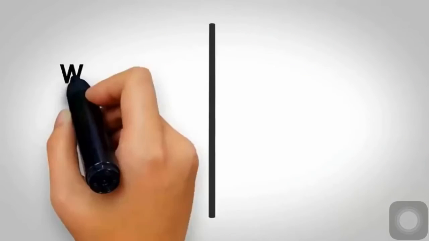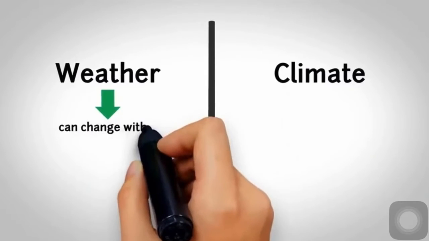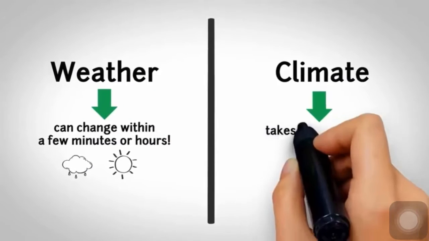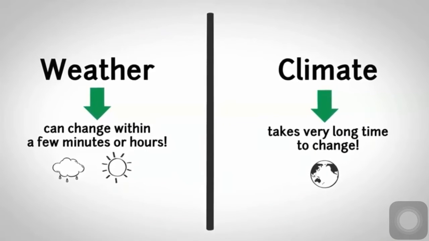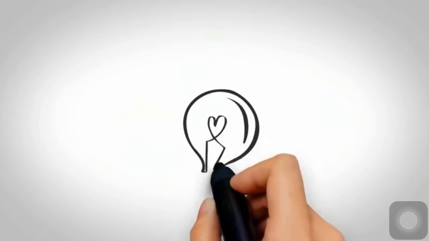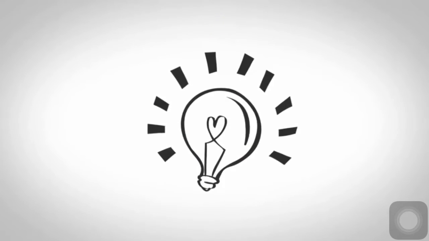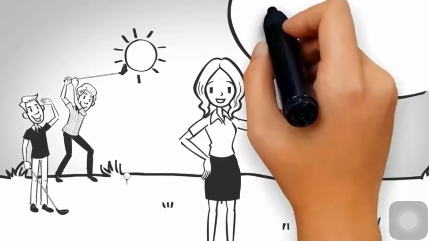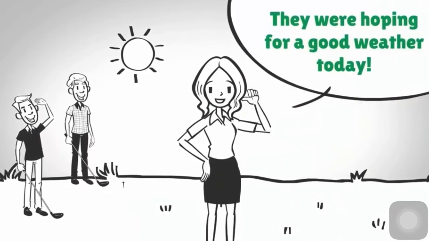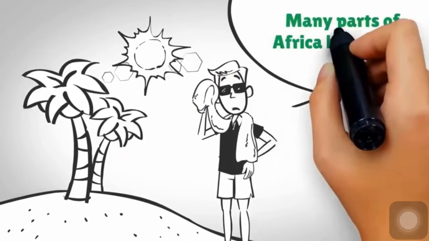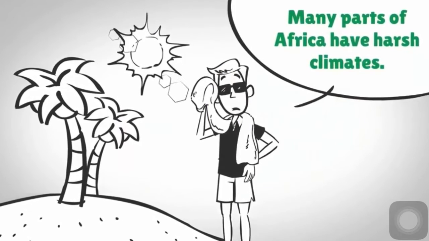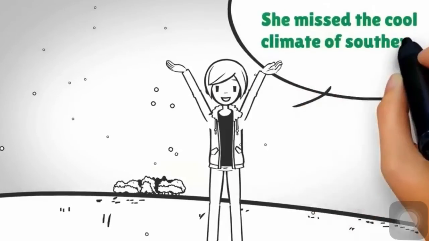Here are the key differences. Weather can change within a few minutes or hours, while climate takes hundreds, thousands, or even millions of years to change. In other words, climate lasts all the time, and weather only a few days or even a few minutes. Examples for weather include, they were hoping for good weather today. I got caught up in really bad weather yesterday. Examples for climate include, many parts of Africa have harsh climates. She missed the cool climate of southern Wales.